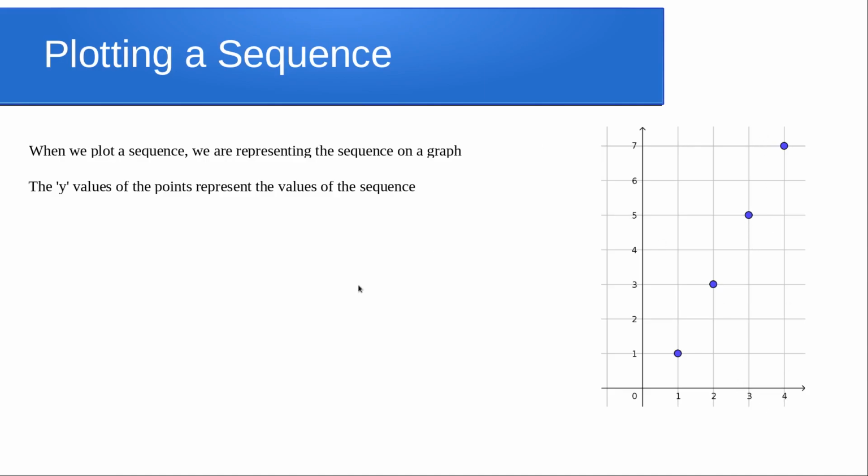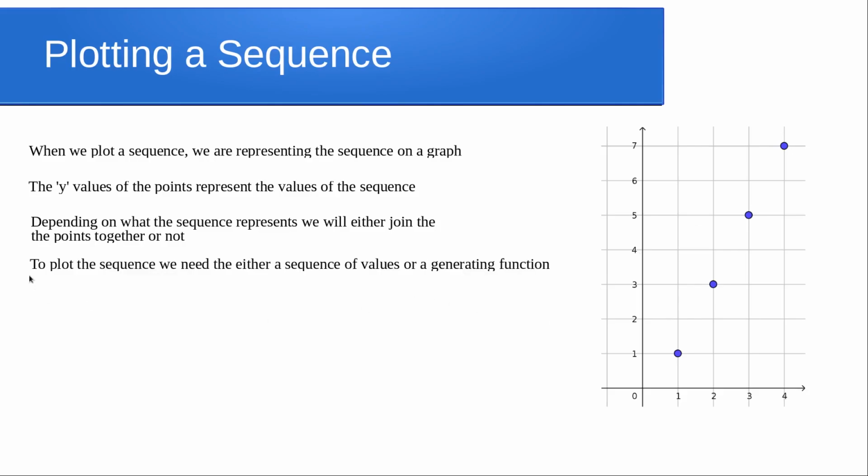term is 7. Now we've got points here, but depending on what we're actually representing, we might join these points together with a line. So imagine if it was height that these were representing, height in year 1, year 2, year 3 and so on. Obviously we'd expect the height to gradually change in between, so we would join those with a line. To plot the sequence we need either the actual values from the sequence, we might say plot the sequence 1, 3, 5, 7, or you might want to plot the generating function. You might be given a generating function that you plot instead.